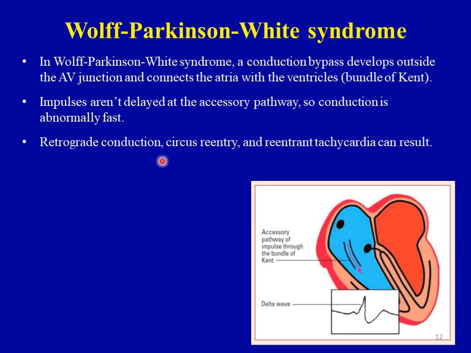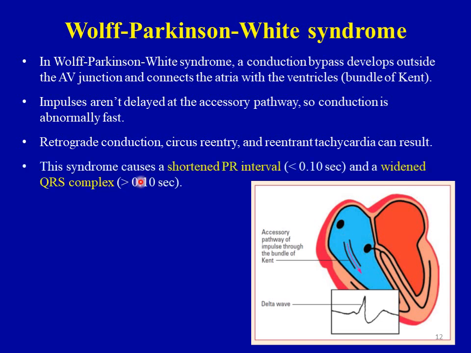Retrograde conduction or circus re-entry and re-entrant tachycardias can result. This impulse could go back through the AV junction in a retrograde manner and will cause re-entry, and this can lead to different types of arrhythmias.